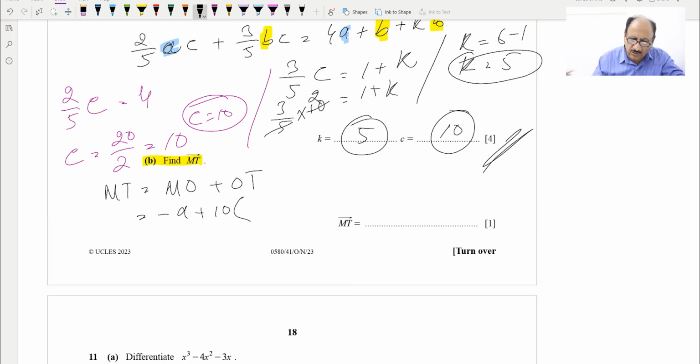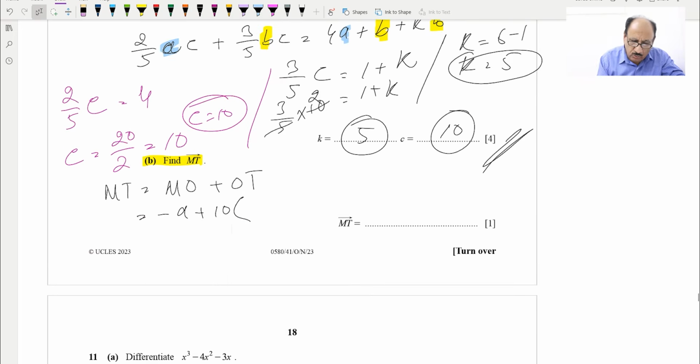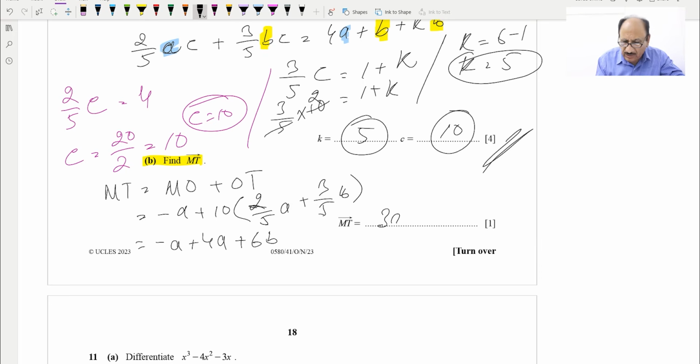It is 10 into C into R. So 2 by 5 a plus 3 by 5 b, and further we need to just simplify. So minus a, and if we open the bracket it will be plus 4a, and plus this will be 30 over 5, so 6b. So this will be 3a plus 6b, and this will be our answer for 1 mark.